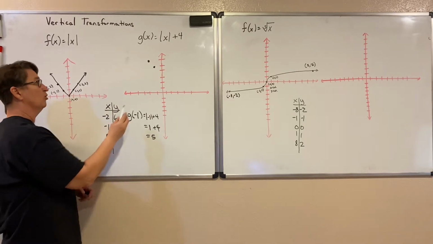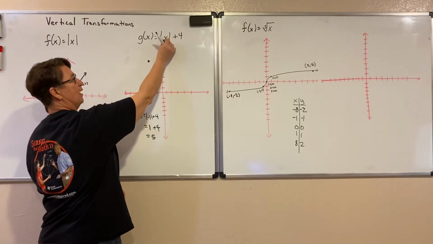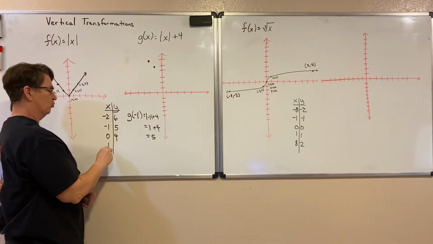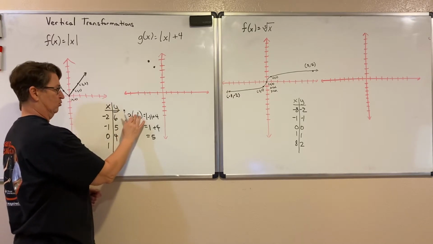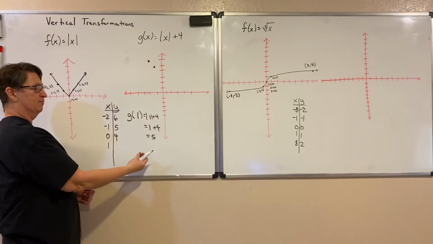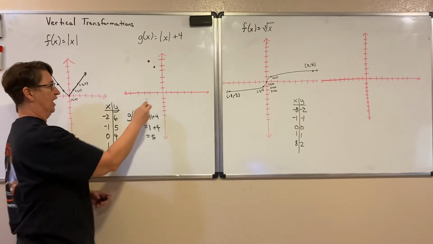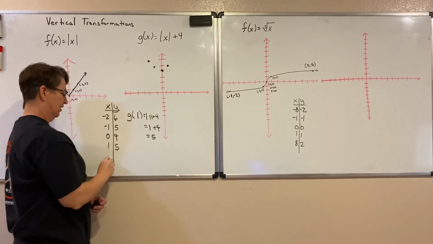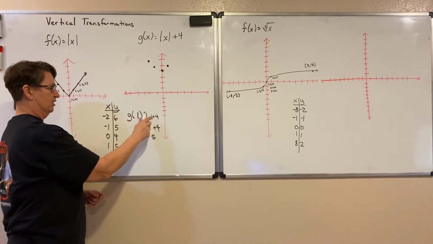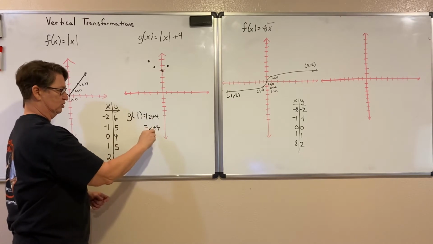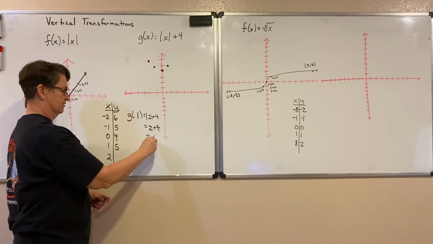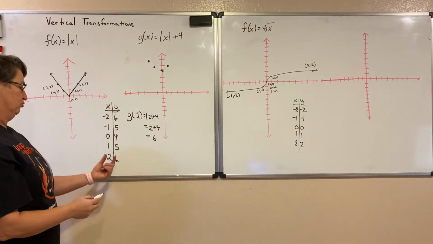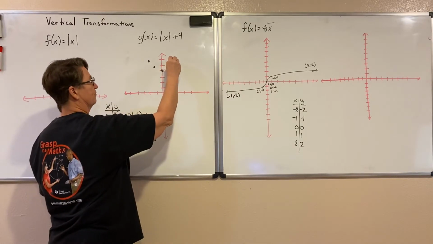Now if I put in 0 for x, the absolute value of 0 plus 4 is just 4. If I put in 1 for x, the absolute value of 1 is 1, so 1 plus 4 gives me 5. So at (0, 4), there's a point. At (1, 5), there's a point. And if I put in 2, the absolute value of 2 is 2, and 2 plus 4 is 6. So there's another point on this new function we've created at (2, 6).